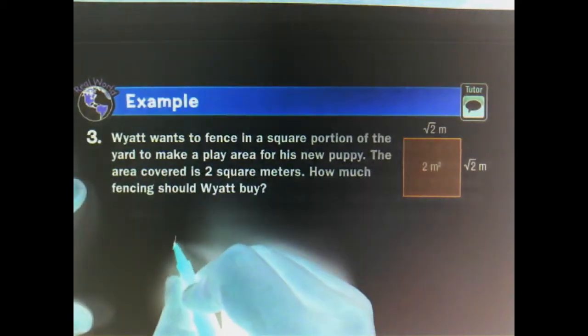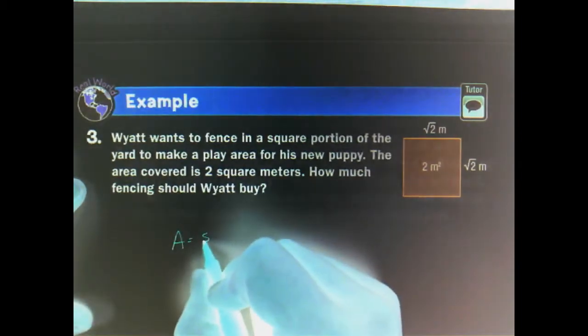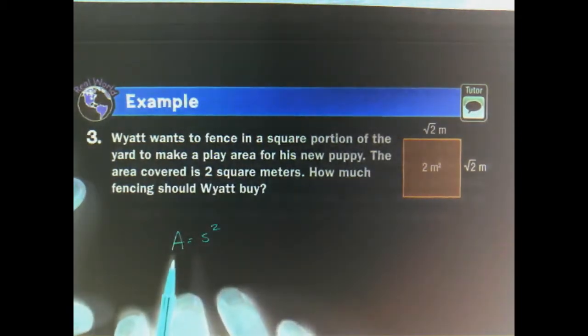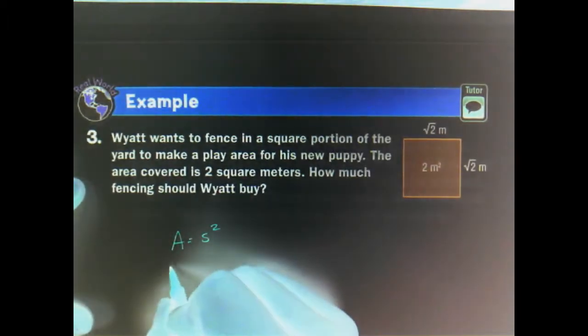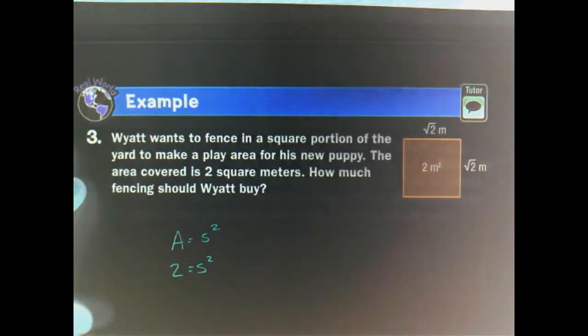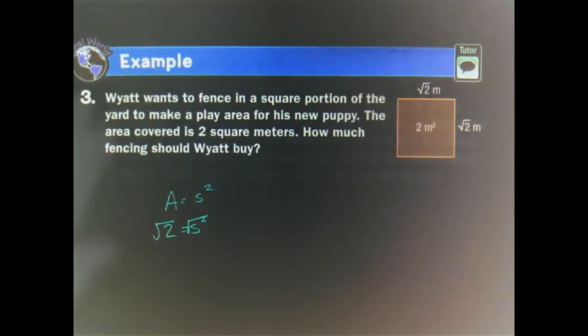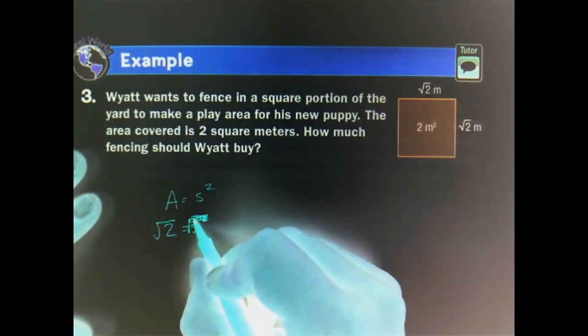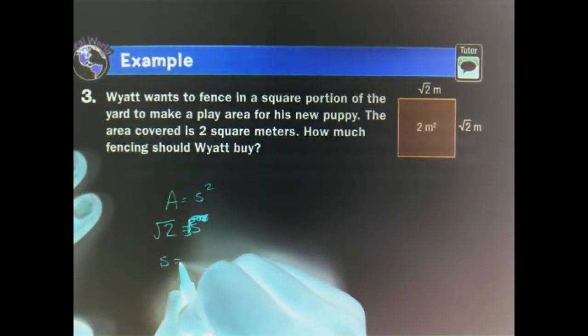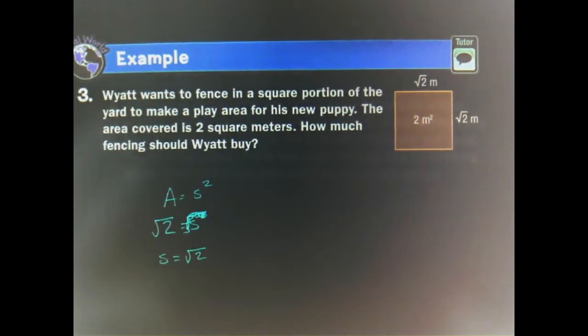Okay, so if we know the area of a square is equal to the side length squared, we know the area is 2 square meters. So I have 2 equals the side length squared. If we remember from yesterday how to undo a square for a variable, that would be a square root. What I do to one side of an equation, I must do to the other. Square root. So on this side it cancels out, and I have s is equal to the square root of 2. Now, the square root of 2 does not come out even. So I must estimate.